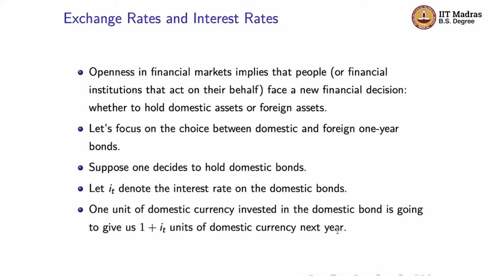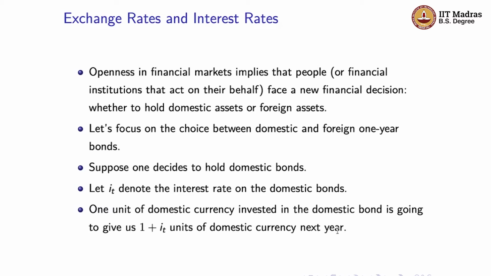So to understand these things a bit more, we would actually need to look at another dimension of this openness that we have been talking about, namely the choice of investor between purchasing domestic assets versus foreign financial assets, right? So we are going to now think about this investor's problem, who is thinking about whether to hold domestic assets or foreign assets. And just to make things simple, let's consider the choice between a domestic and foreign 1 year bond, which is a safe bond. Okay.